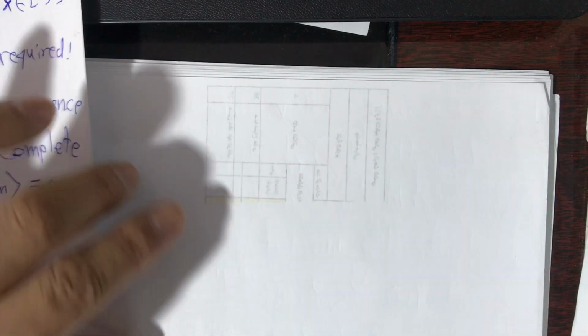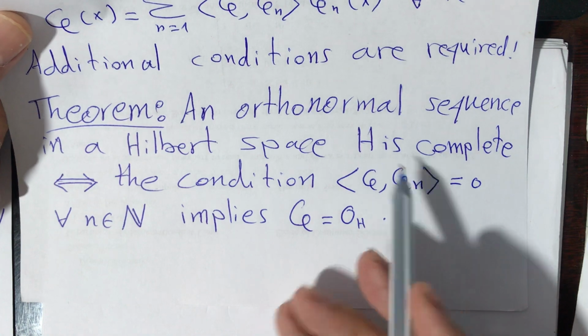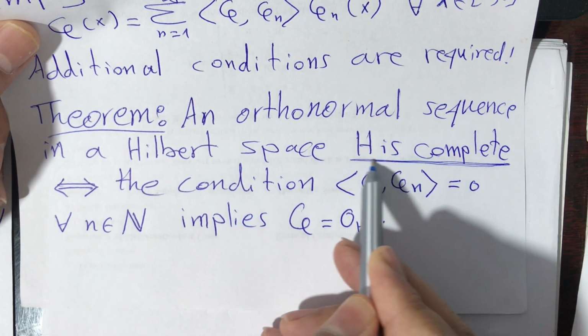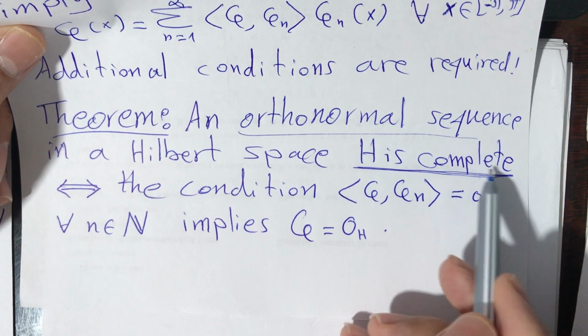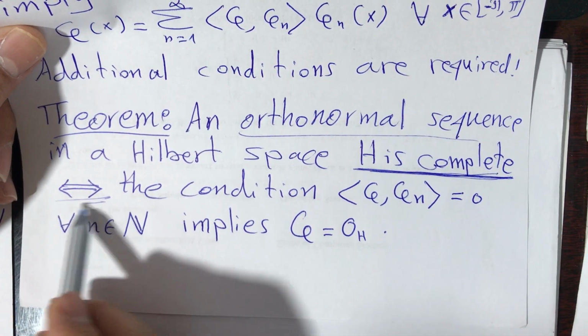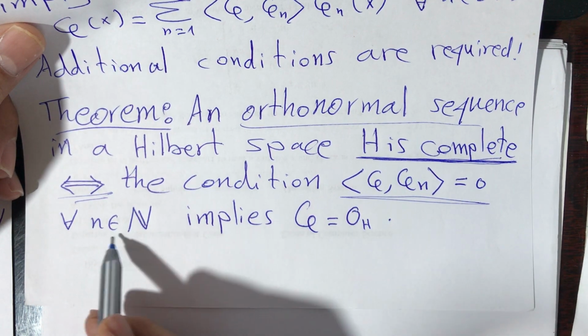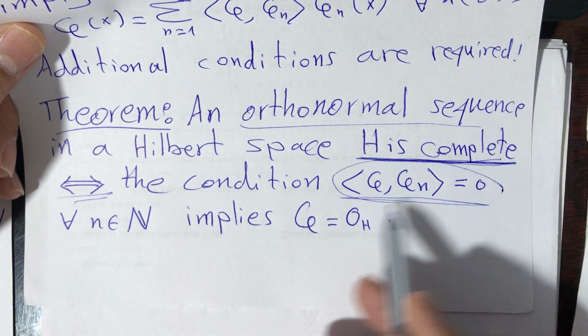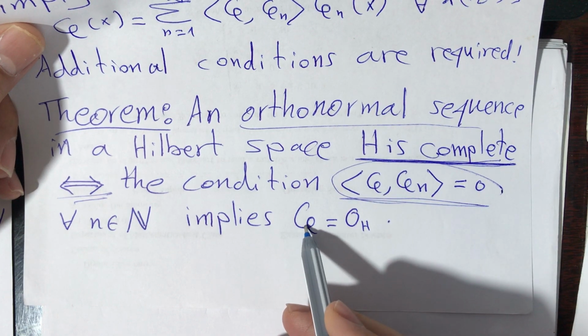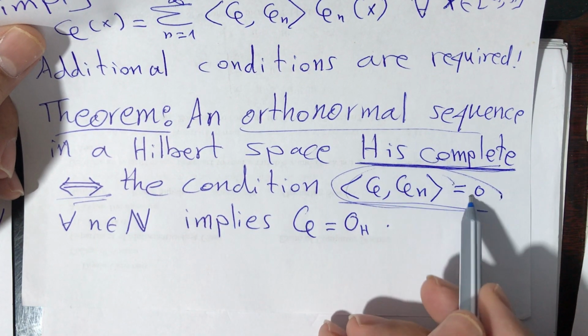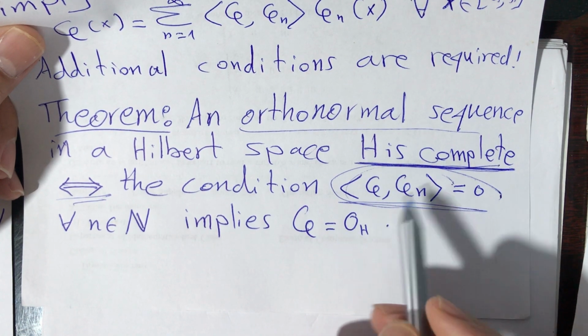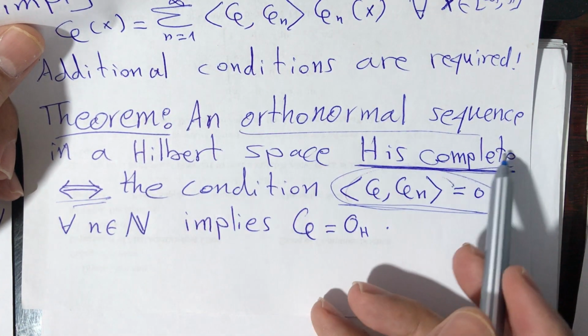Now we prove this theorem. An orthonormal sequence in a Hilbert space H is complete if and only if the condition holds: if the inner product is equal to 0, this implies phi equals 0. If we get this equal to 0 and it implies phi equals 0, then the sequence is complete. This is the theorem. We now prove this theorem.